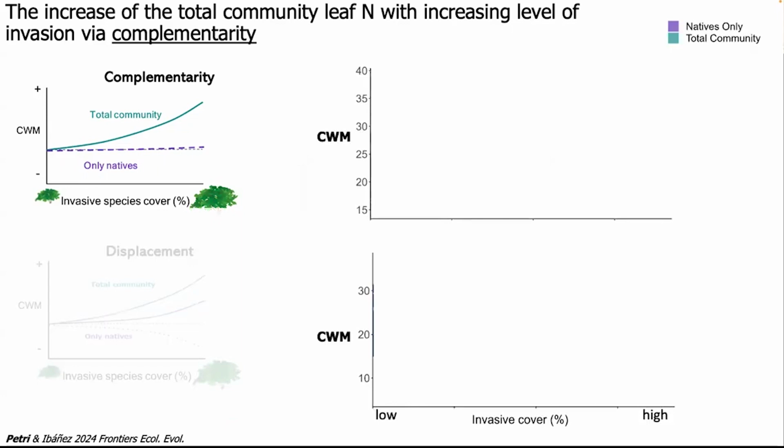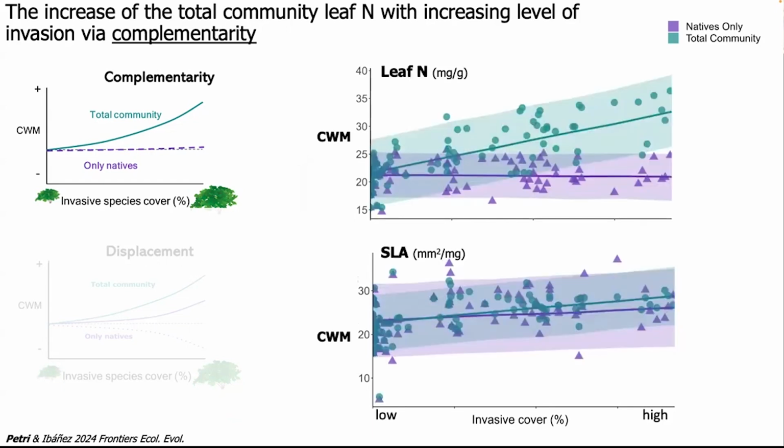And then what I'm going to show here is this CWM, which is the same as the trait weighted by abundance that we had before. That's community weighted means. And then we have invasive cover from low to high. I'm showing two traits because for leaf dry matter content there was no change at all, nothing was significant. So I'm showing the ones that have some more interesting results. Leaf nitrogen and SLA are both acquisitive traits, the traits where in the end the species grow faster and have thinner leaves.